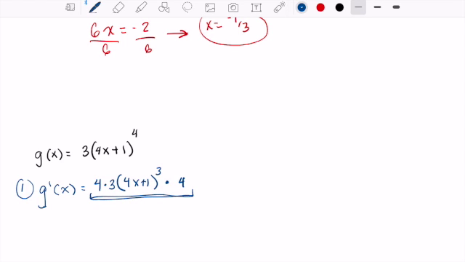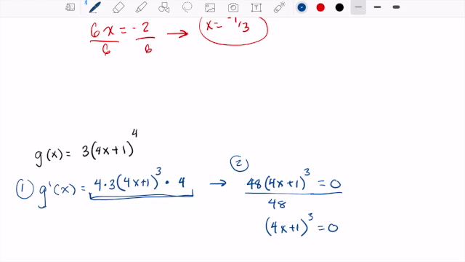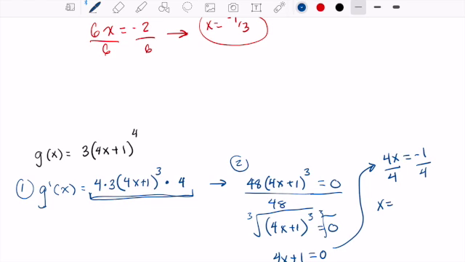Go ahead and simplify this out a little bit. We get 12 times 4, which gives me 48, times (4x plus 1) cubed. And we're going to set it equal to 0 for step 2. So go ahead and start solving it out. Divide both sides by 48. We get (4x plus 1) cubed equals 0. Take the cube root of both sides. I get 4x plus 1 equals 0. Go ahead and subtract 1 from both sides, divide by 4, and we get our critical point at negative 1/4. So again, very easy, very straightforward.